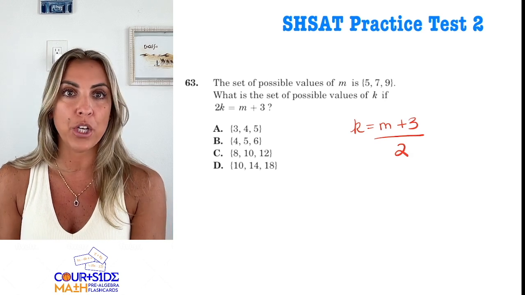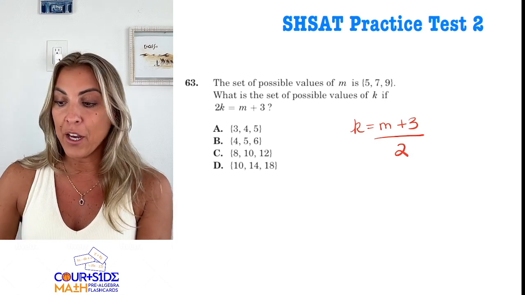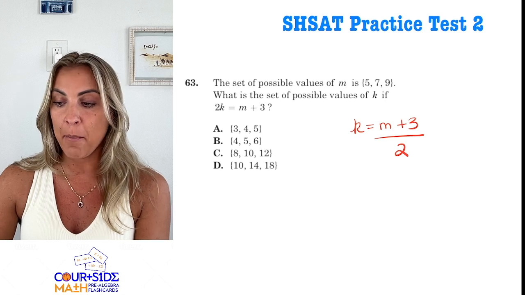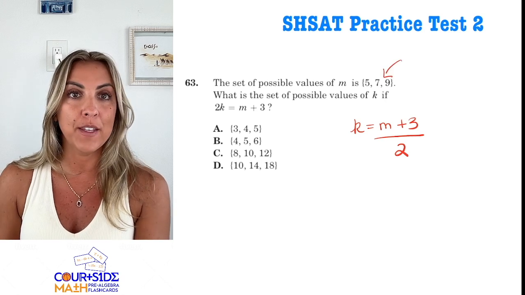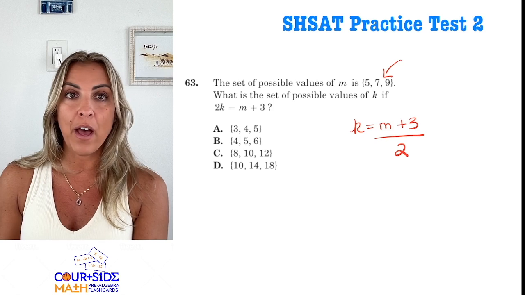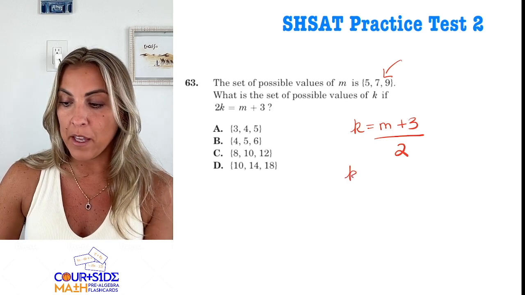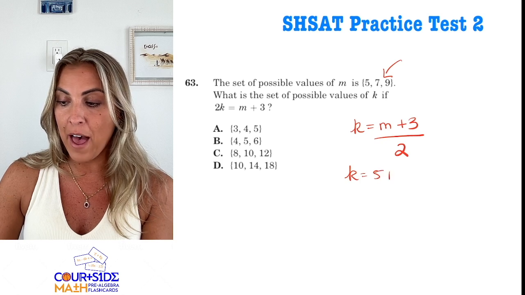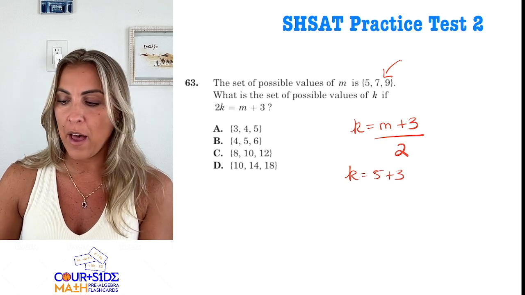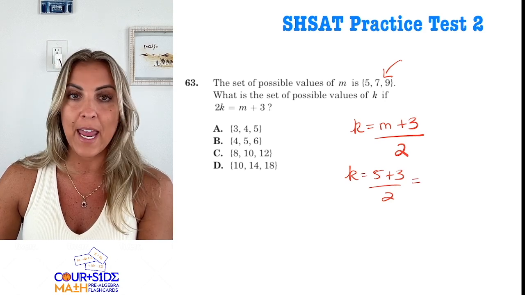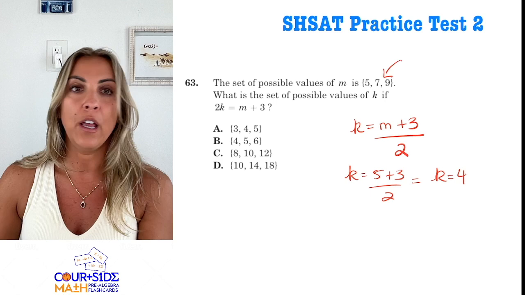Now that I have an expression for what k is equal to, I know that the only possibilities for m are the 3 numbers they gave me here in this set. So to find my possible k values, all I have to do is take each of those m values and substitute them in. So when m is 5, then k is equal to 5 plus 3 divided by 2. So that's 8 divided by 2, so k would be 4.